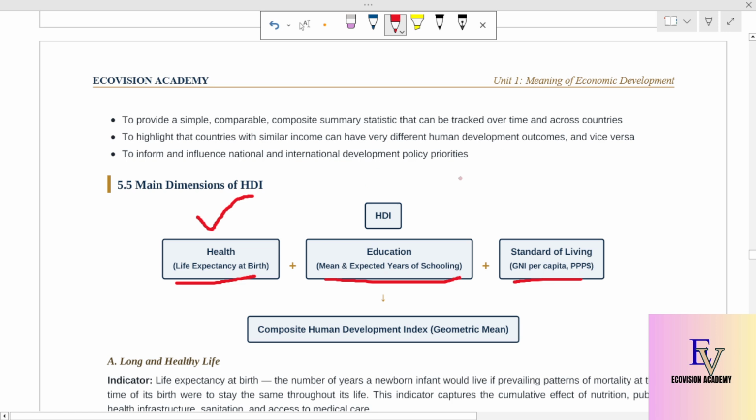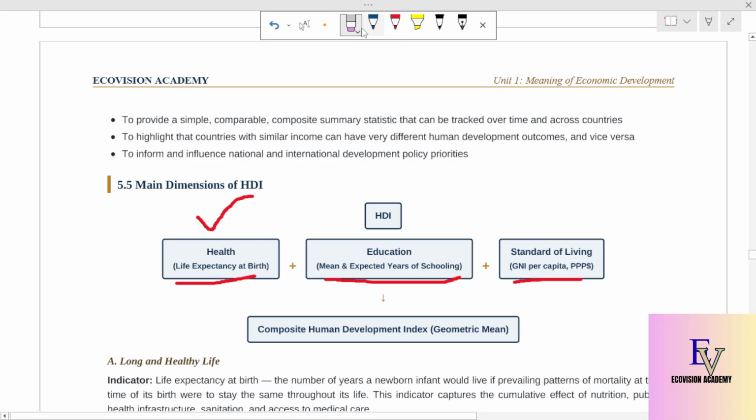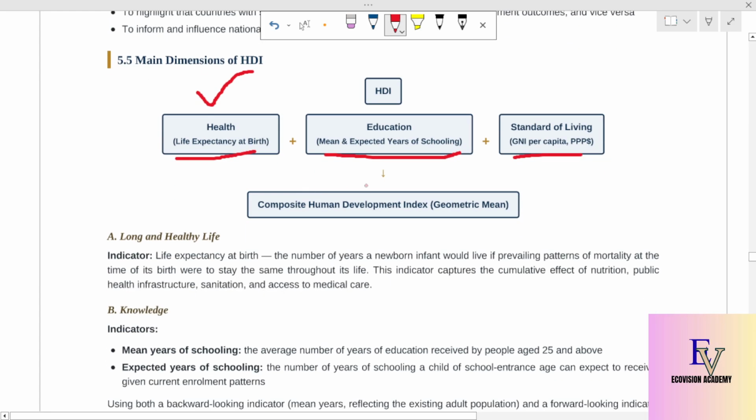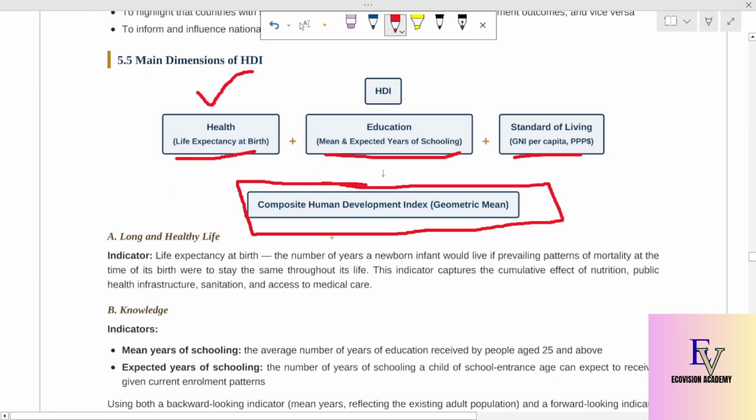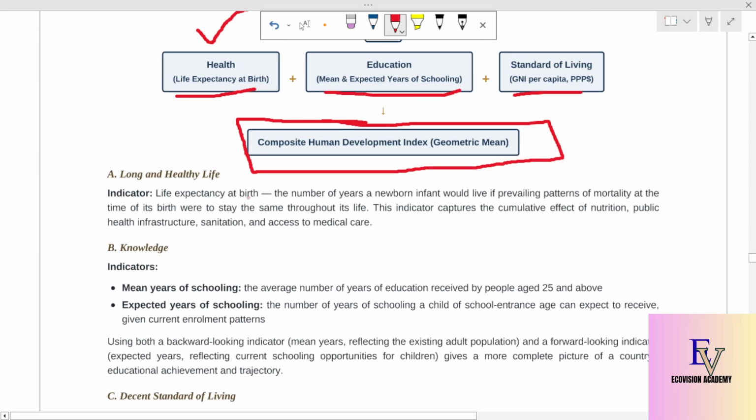Now if I take the geometric mean, suppose I consider health and then education and then standard of living. Okay, if I take the geometric mean of these, then I will get the total HDI, or the human development index. Okay, so the knowledge, a long and healthy life, I already told: life expectancy at birth means the number of years a newborn infant would live if the prevailing patterns of mortality at its time of birth were to stay the same throughout its life.